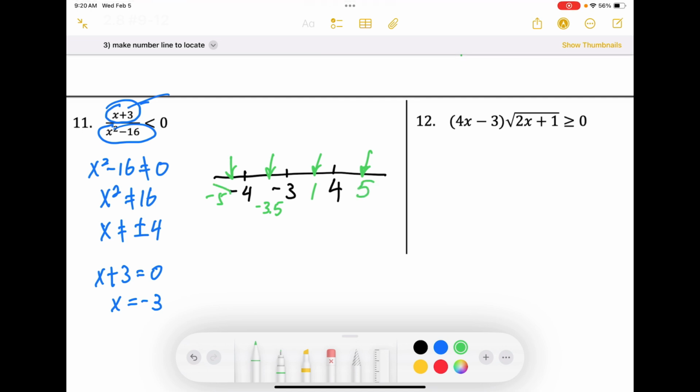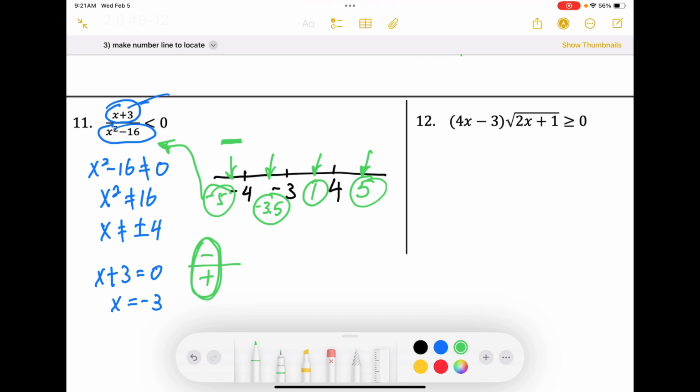When you plug those numbers in and check the outcome, remember the way we check it: for -5, -5 plus 3 is a negative number, over -5 squared, which is 25. 25 minus 16 will be a positive. Negative divided by a positive number, the final answer is still negative. So moving on.